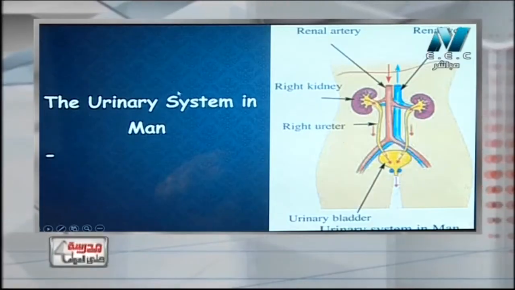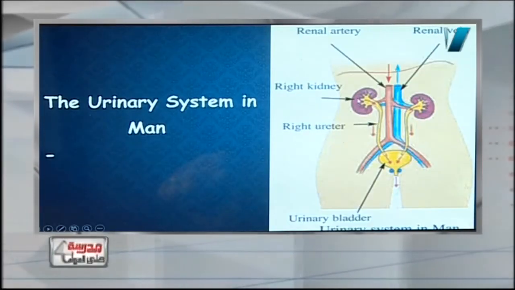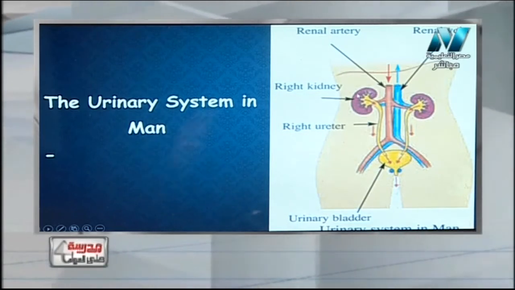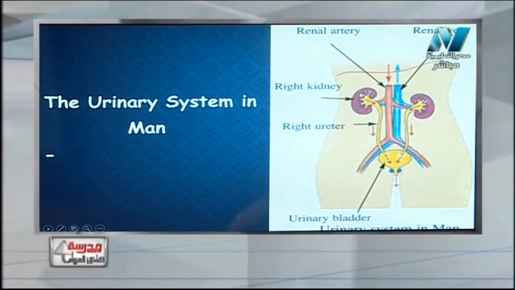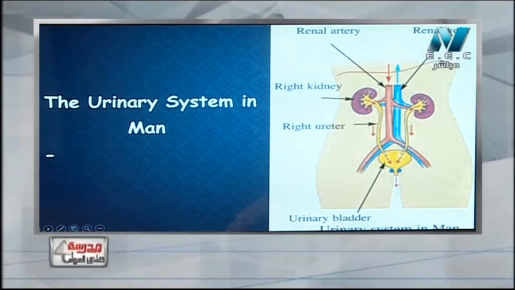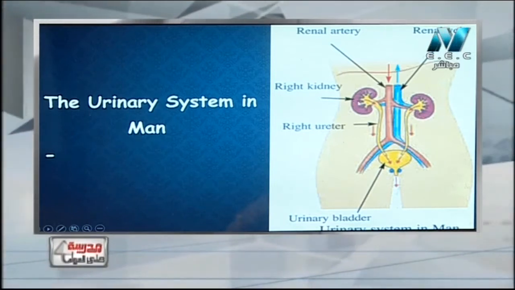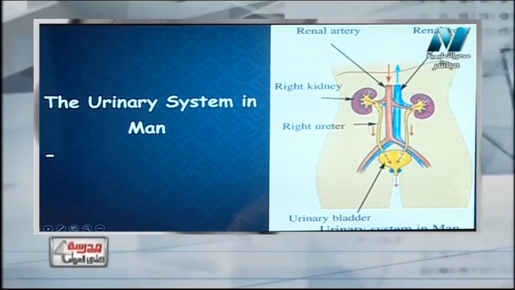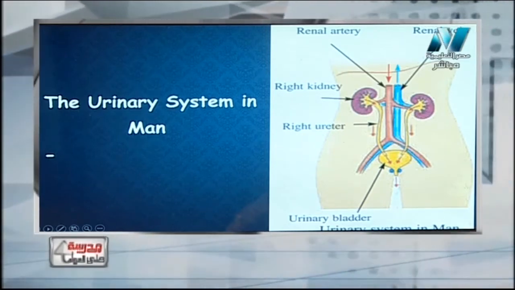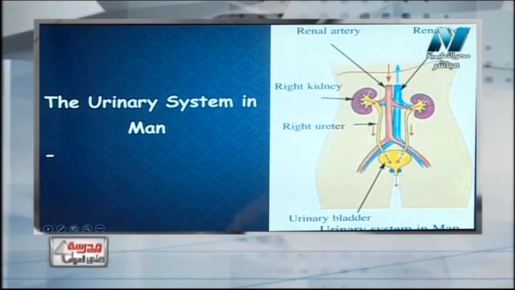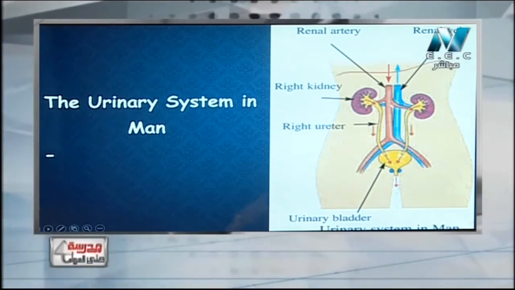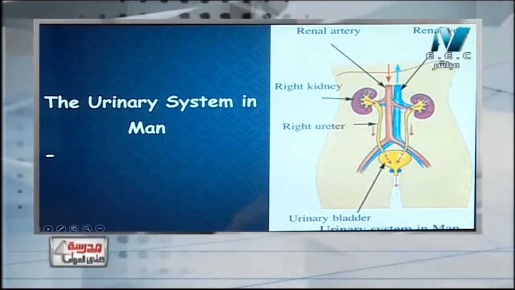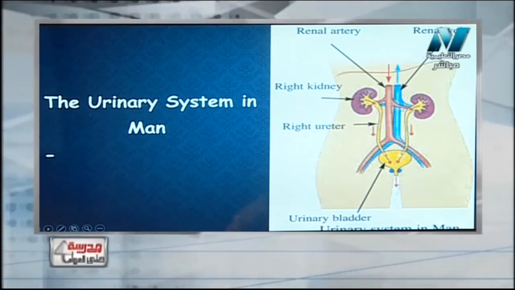Back to our urinary system. What is the urinary system composed of? Look at this picture, and it shows the parts of the urinary system. We have 2 kidneys, like this, as you see, right kidney and left kidney. And these kidneys are connected to blood vessels. Yes, try to follow the mouse. That's right. This is the renal artery.